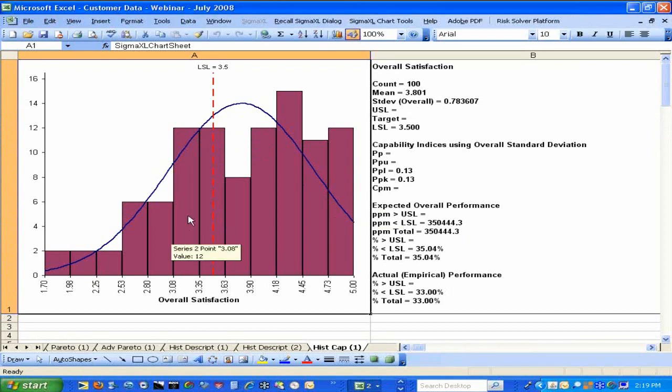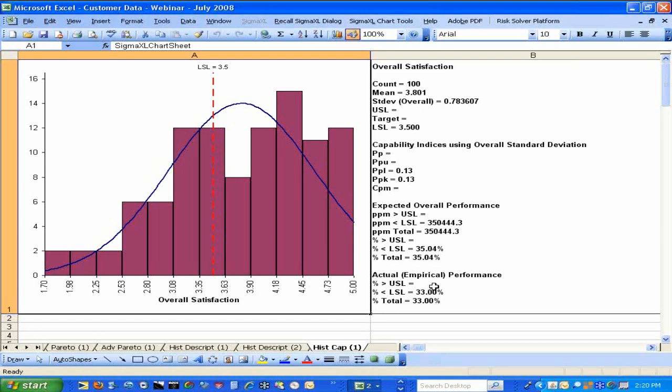However, we have quite a few that are below. In fact, the total below is 33%. So that's really an unacceptable level of performance. And just a comment on the expected performance versus the actual performance. The expected is the theoretical based on normal distribution theory. So if the data is normally distributed, then you can use the expected overall performance.